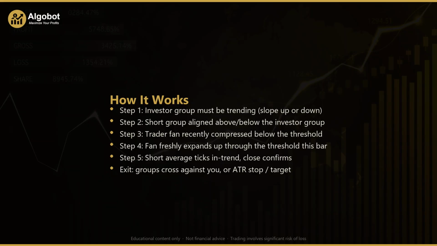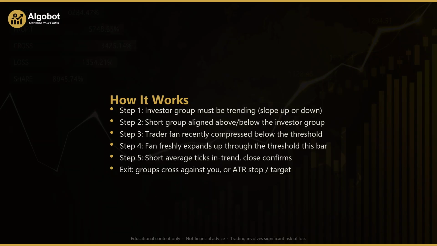The expert advisor acts only once per newly closed bar, so it isn't reacting to every tick. On each closed bar, it recalculates both Guppy groups and the average true range. For a long setup, several conditions must line up together. First, the investor group must be rising. The strategy measures this as the change in the long group average over a number of bars set by the slope bars parameter, which defaults to 5. Second, the short group average must sit above the long group average, which the code calls bullish alignment.